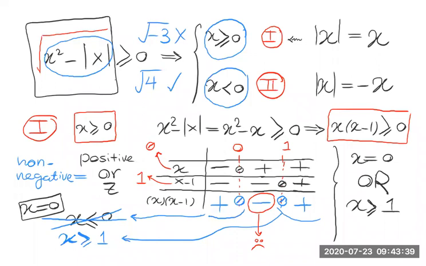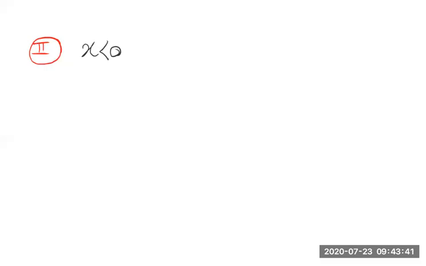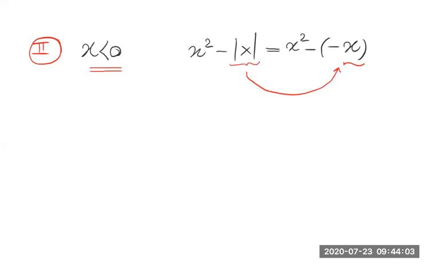Okay. So the second part is when x is negative. Well, our function was x squared minus absolute value of x. But when x is negative, absolute value of x would be minus x. So absolute value of x is minus x when x is negative. Therefore, this thing is equal to x squared plus x. X squared plus x can be written as x times x plus 1.